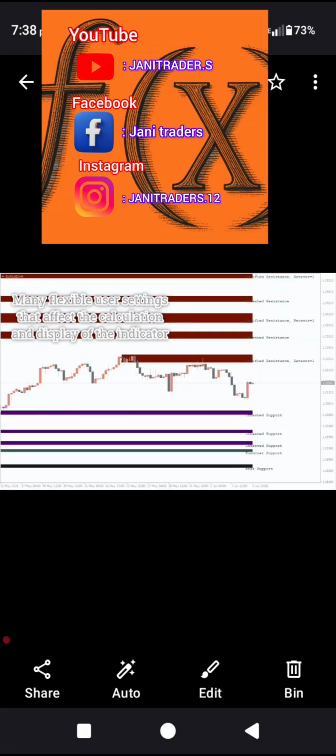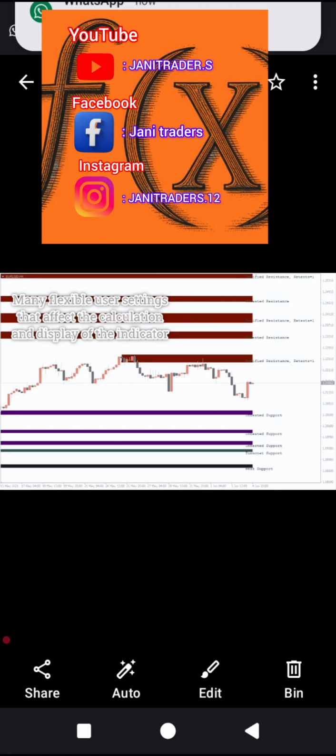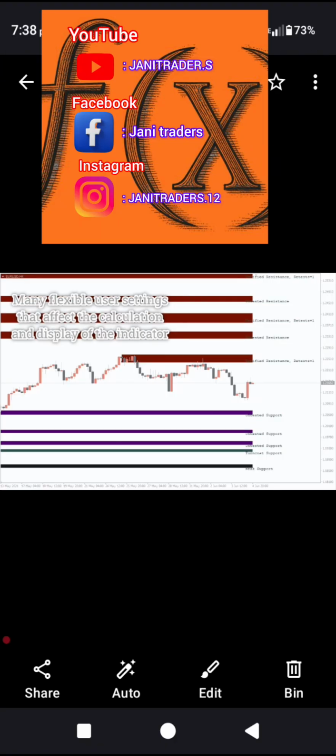Guys, one thing that you have to make sure about is that all strategies work. The important thing is what time you are using those strategies and when you are using them. You must have a good time to use those strategies, and you must have good skills and risk management to use them.